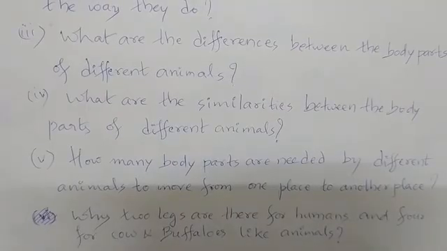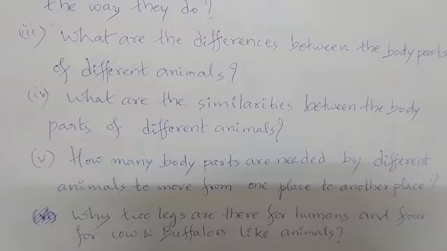Next question, why do humans have two legs whereas other animals like buffaloes, cows, and dogs have four legs? Why are two legs there for humans and four legs there for cows, buffaloes, and like animals?